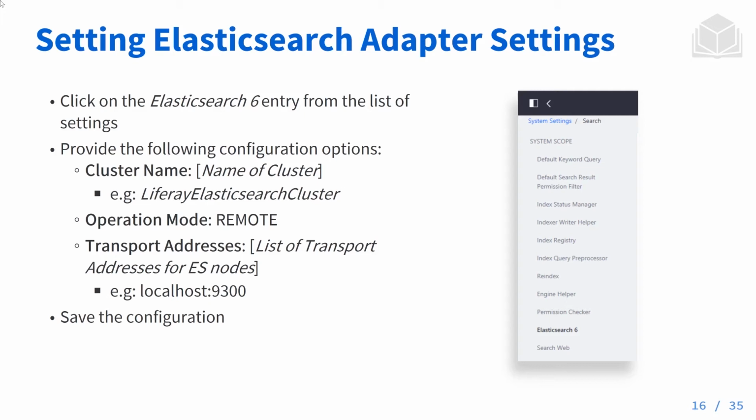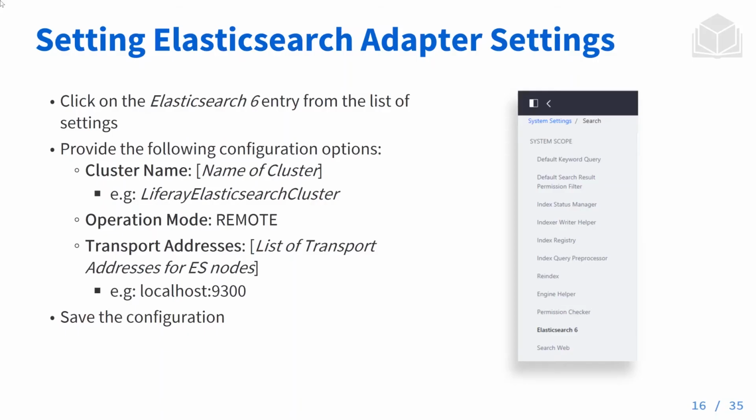So the first one is pointing Liferay to the Elasticsearch cluster. In our example, we called the cluster Liferay Elasticsearch cluster, just telling Liferay, hey, this is where Elasticsearch is going to be. The next property we need to set is, how is Elasticsearch running? Are we using the embedded or are we using the remote? In this example, we're pointing to a standalone Elasticsearch server, so we're going to be using remote.